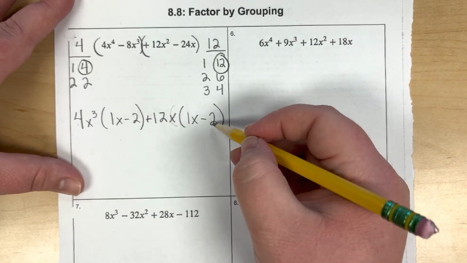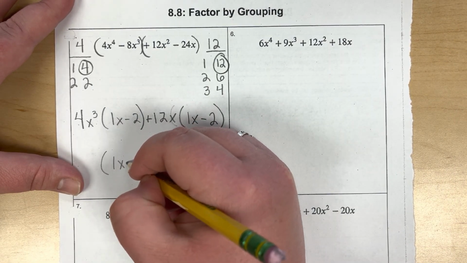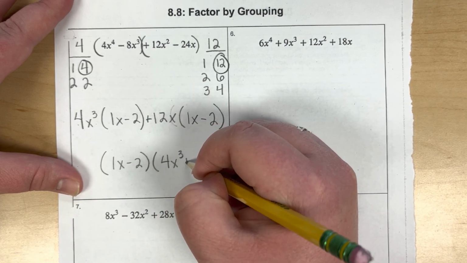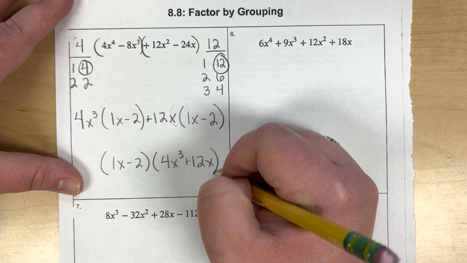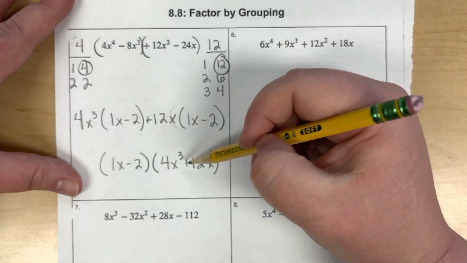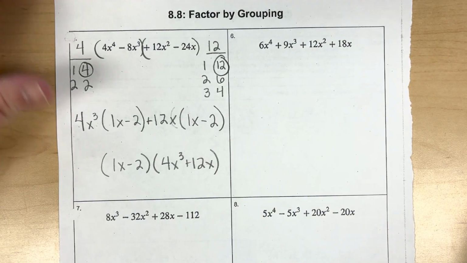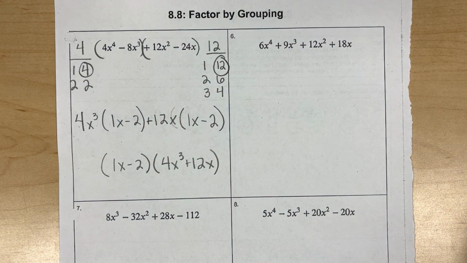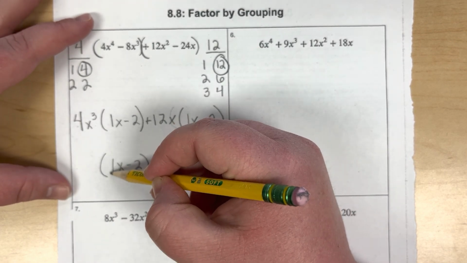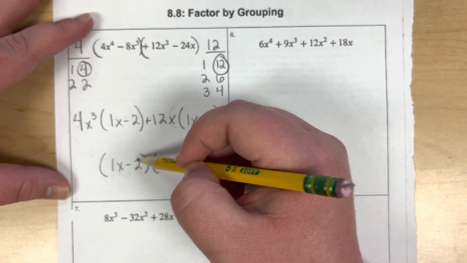So here, my parentheses match again. I'm going to get 1x minus 2 times 4x to the third plus 12x. Now here's something that we didn't have to worry about in the last problems. There is a GCF here in the second set of parentheses. It's important that you always look for that. There is not a GCF in this one. I know that because it's 1x here and there's no x in the second set.